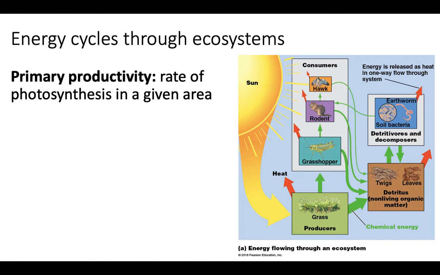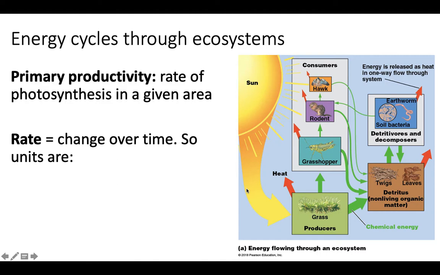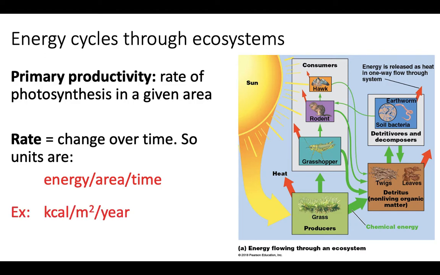The rate of photosynthesis that happens in an area over a period of time is what we refer to as primary productivity. How much photosynthesis is being done in this patch of grass over the course of a month, for example. Because it's a rate, it's change over time, right? So the units are going to be the amount of energy produced within an area per unit time, such as 830 kilocalories per meter squared per year. As you change the area and the time, this value is also going to change, right? And not to mention, we have to think about what plants we're even looking at, because some plants are more effective at doing photosynthesis than others.